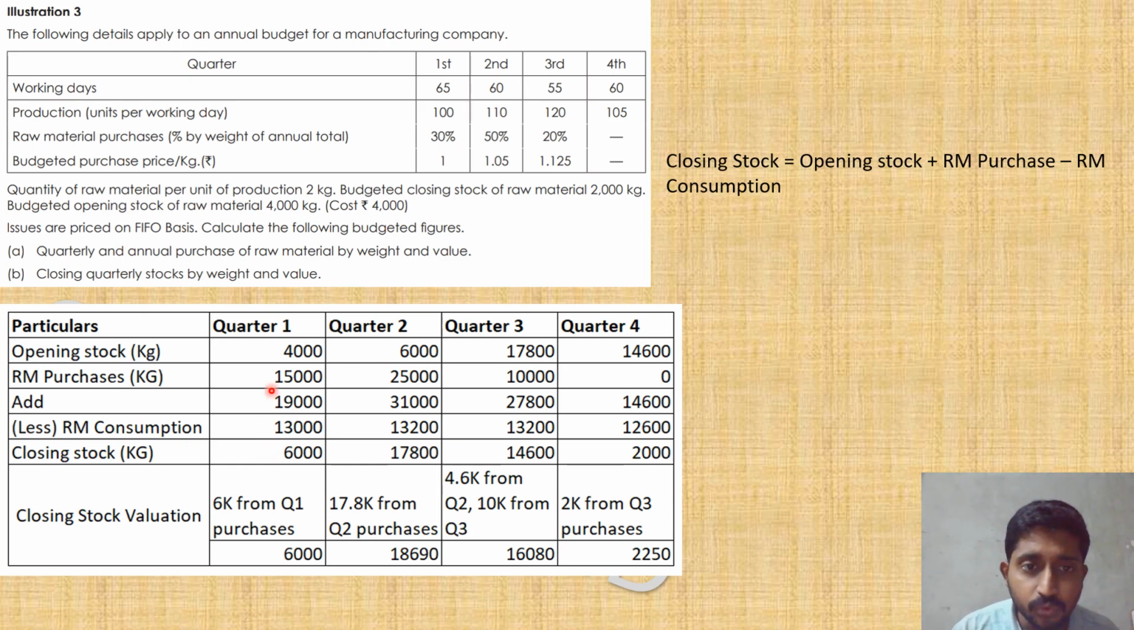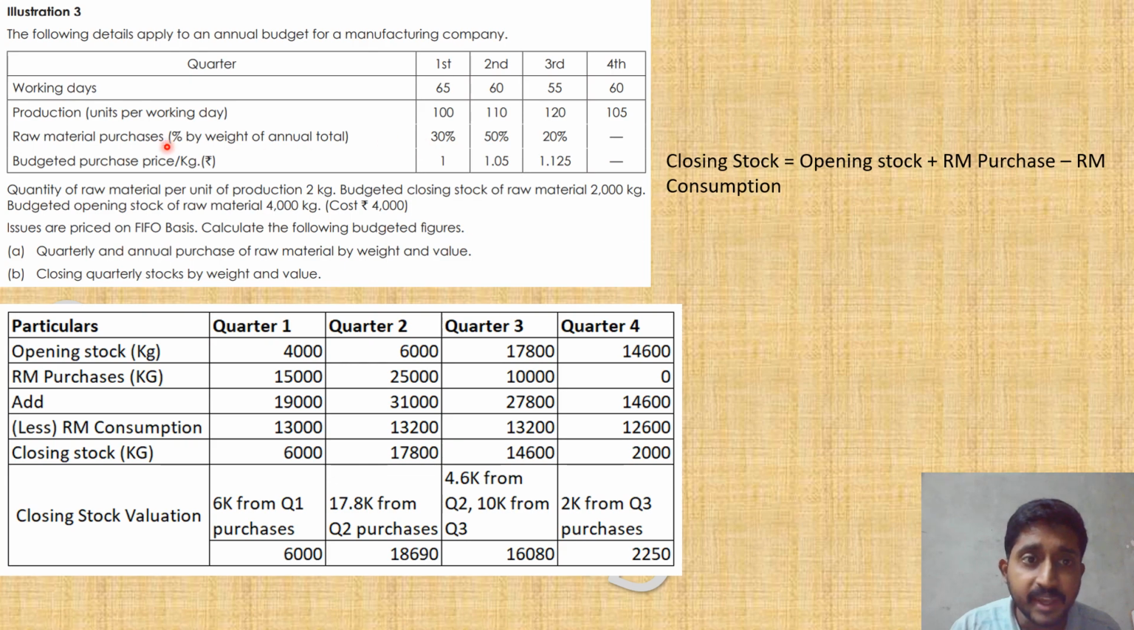We already have 4,000 kg of opening stock. How much are you going to consume in quarter one? It is 13,000 kg. So 4,000 from the opening stock itself can be consumed, and it is already said that 4,000 kg is 4,000 rupees. So per kg 1 rupee.